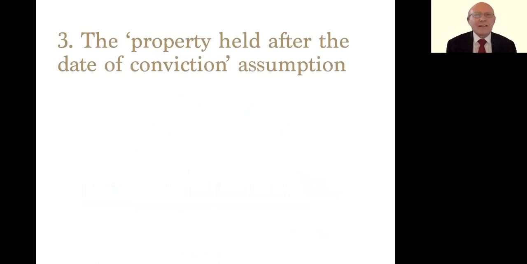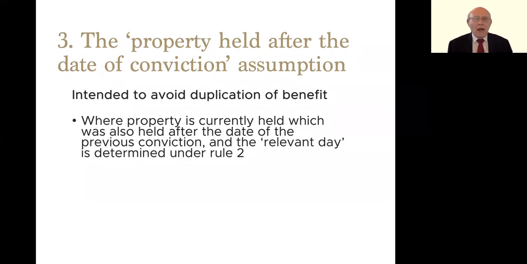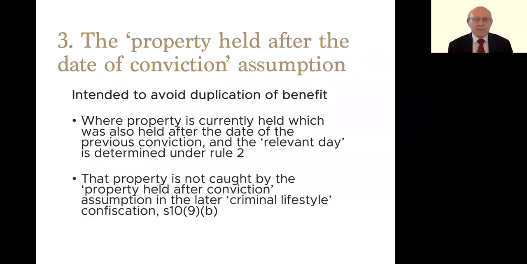What about property held after the date of conviction? Well, here again, what we're trying to do is to avoid a duplication of benefit. Now, the way that the statute does it isn't entirely going to work in every case, but this is what it does. Where you've got property which is currently held and which was also held after the date of the previous conviction in the previous confiscation proceedings, and the relevant day is calculated using that rule we've just mentioned, so we're not going back the full 6 years, where we've got a shorter period because of a fairly recent criminal lifestyle confiscation previously, then the rule is that the property which was included in assumed benefit last time cannot be included in assumed benefit again this time.